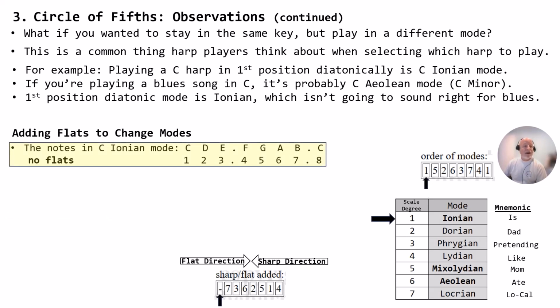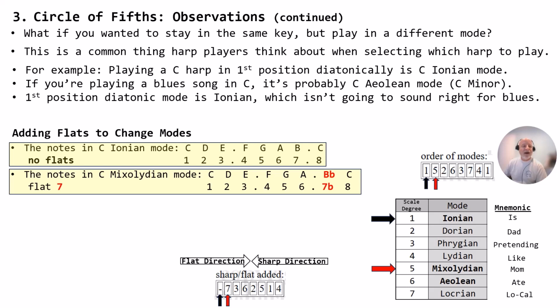So let's take a look here at the C Ionian mode with no flats and no sharps in it, and I have an arrow pointing up to that mode and to those no sharps or flats. That's what the little minus sign there means. There's no sharp or flat, and it's pointing at the Ionian mode.